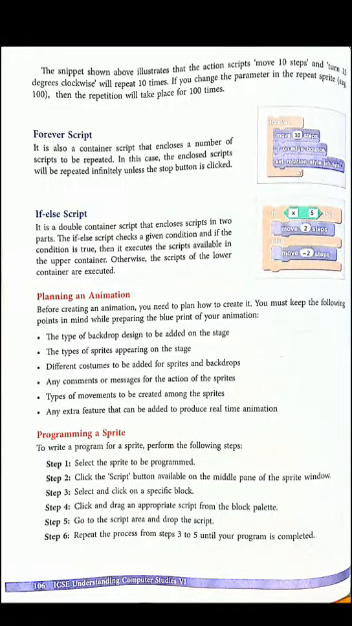The next is the forever script. It is also called a container script that encloses a number of scripts to be repeated. Next is the if else script. It is a double container script that encloses scripts in two parts. The if else script checks a given condition, and if the condition is true, then it executes the available scripts in the first part; otherwise, the other set of lower scripts will be executed.